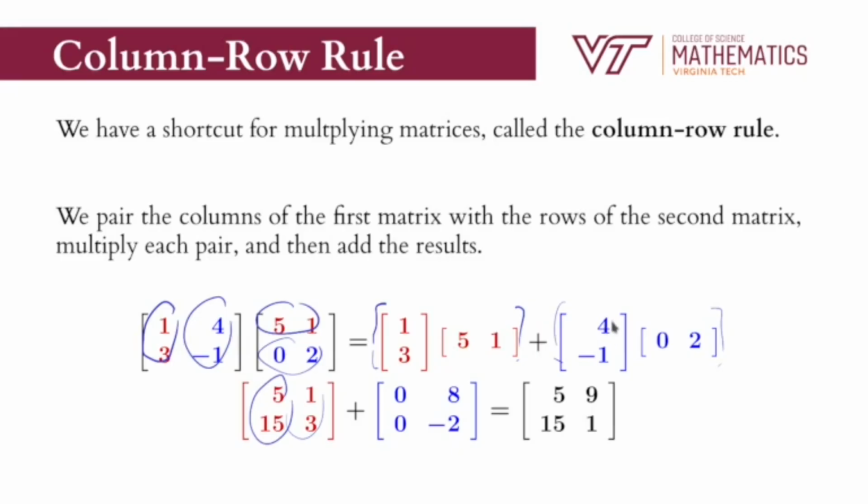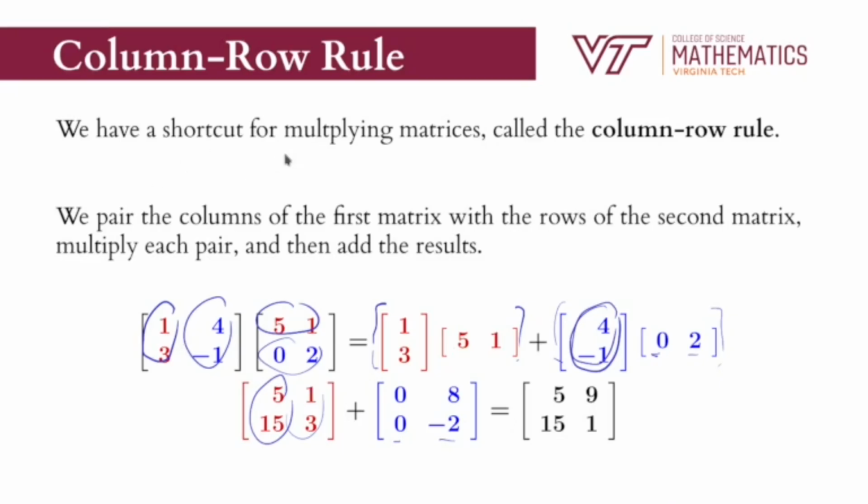And then do the same thing over here. Multiply (4, -1) times 0, and I get (0, 0). (4, -1) times 2, and I get (8, -2). So I multiply the column by each of the numbers in the row, and then I just add these results together. 5 plus 0 is 5, 1 plus 8 is 9, 15 plus 0 is 15, 3 plus -2 is 1. So the column row rule gets us the answer much faster.